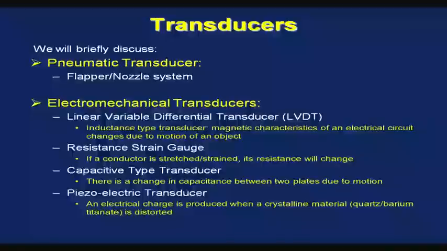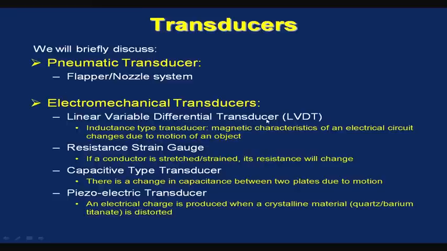Under electromechanical transducers, we will briefly discuss four different types of transducers, namely linear variable differential transducer, also known as LVDT, then resistance strain gauge, capacitive type transducer, and piezoelectric transducer.